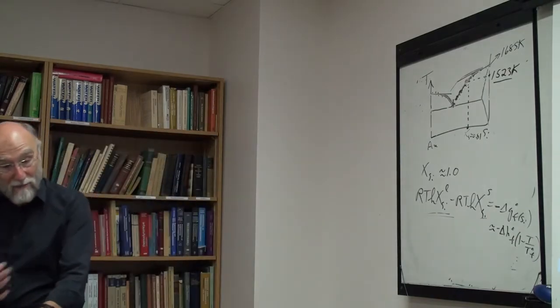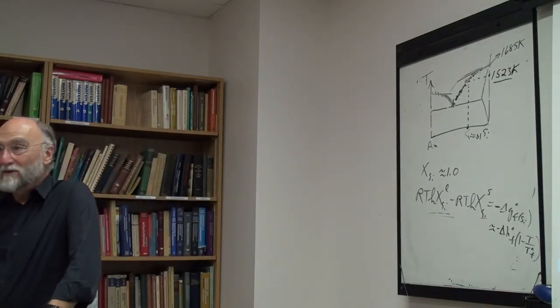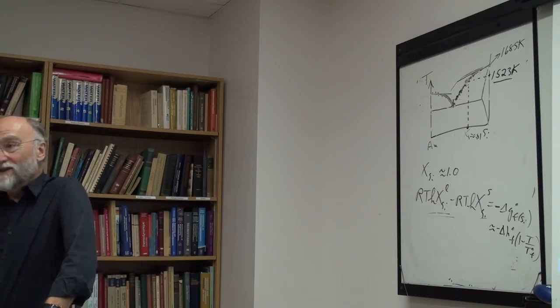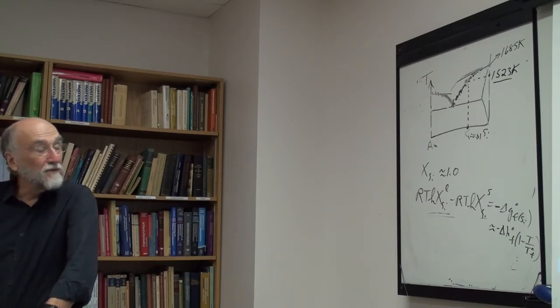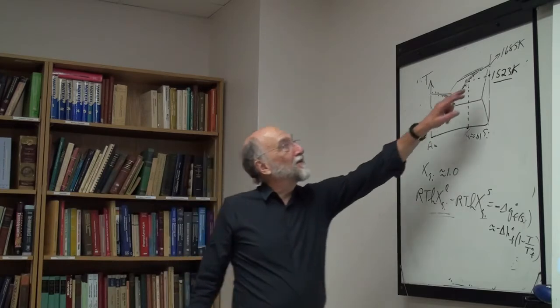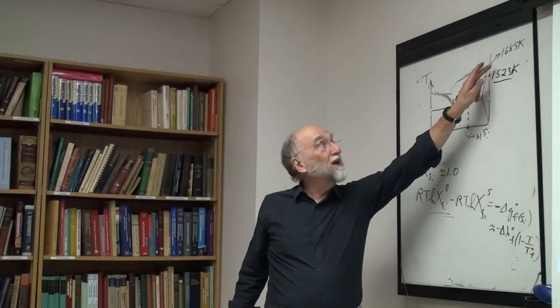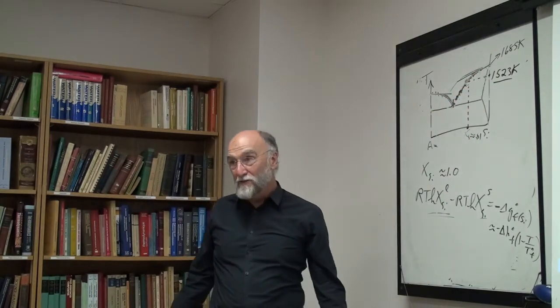And I will give you a homework example. This is actually a method of getting the heat of fusion. Say you have a really high melting point. It's really hard to measure a heat of fusion calorimetrically when it's 3,000 degrees.